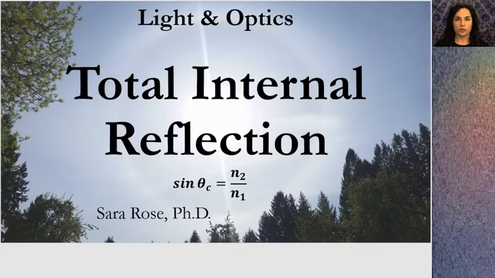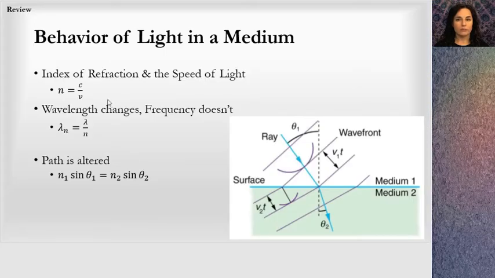This is a lesson on total internal reflection in a unit on light and optics. We covered before that in a medium, light behaves differently than outside the medium. Each medium has an index of refraction, which changes the speed of light in that medium. The wavelength changes, but the frequency doesn't. So we can see that it changes wavelength. And the path is altered by the law of refraction, also called Snell's law.